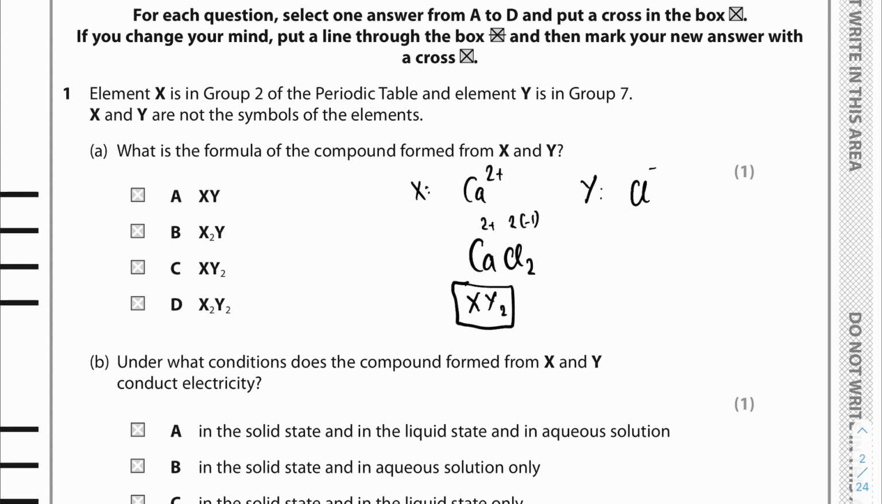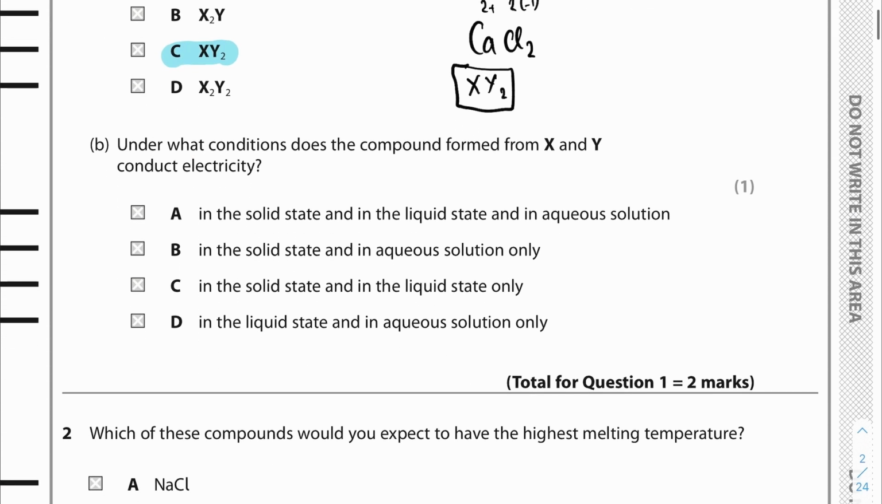So that's not A, not B, so that's C. Part B says, under what conditions does the compound formed from X and Y conduct electricity? So the compound over here is an ionic compound. Now, what do we know about ionic compounds? They only conduct electricity when they're molten, which is another word for liquid, or in an aqueous state.